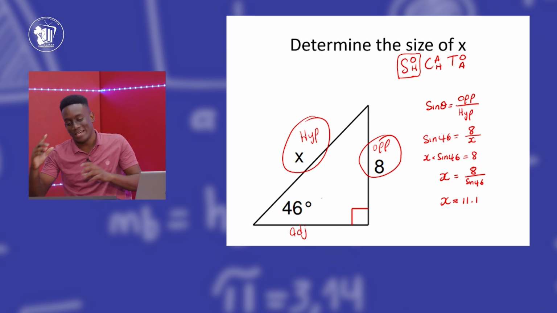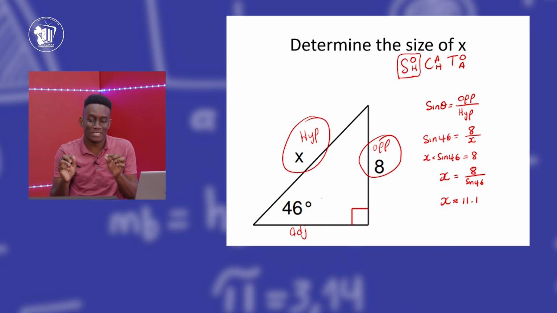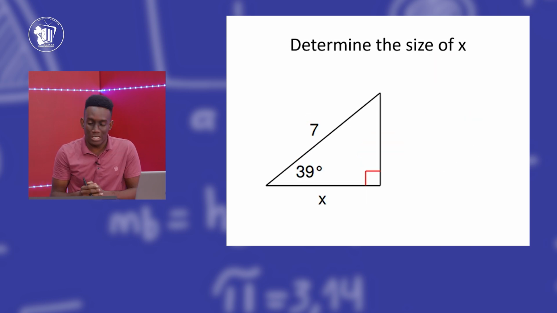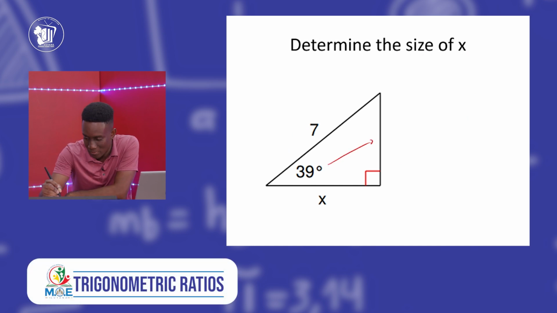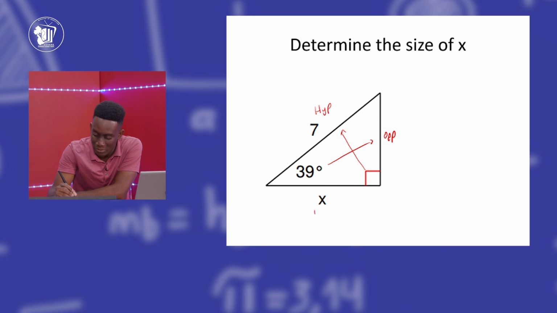So once again, identify the sides, label the sides, and then we see which ratio has the two sides that we are using, and then we substitute and solve. Let's look at our final example. Once again, we want to determine the size of x. So we label: the side opposite here would be the opposite, the side opposite the right angle would be the hypotenuse, and the remaining side would be the adjacent side.